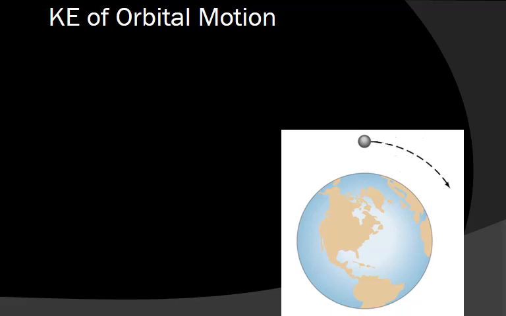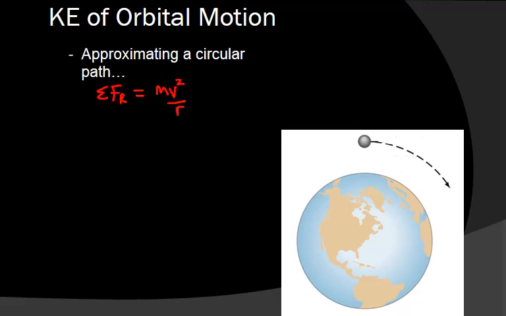Okay, so if we're looking at an object that's in orbit, we can approximate what's going on in terms of circular motion. So we have this object in orbit going around the Earth, and we can approximate a circular path. We can look at the sum of the forces equals mv squared over r.